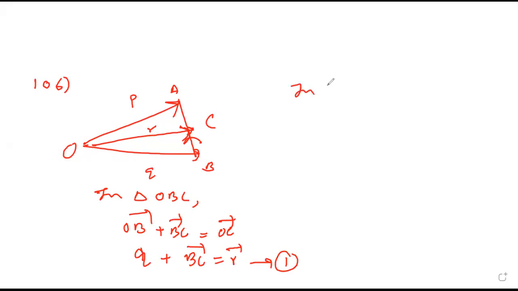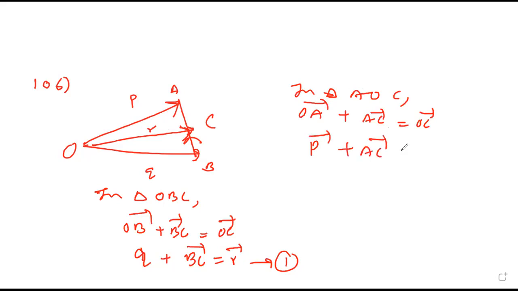And in triangle AOC, vector OA plus vector AC, can I say it is vector OC? Yeah. OA, AC is OC. OA is P, AC vector I don't know, and OC is R. This also clear?